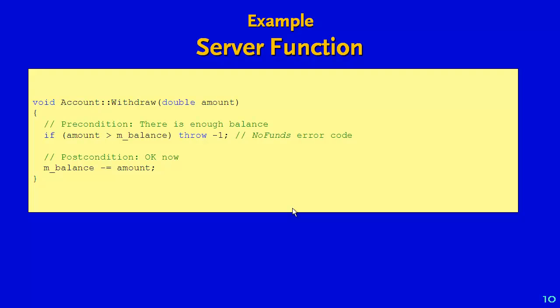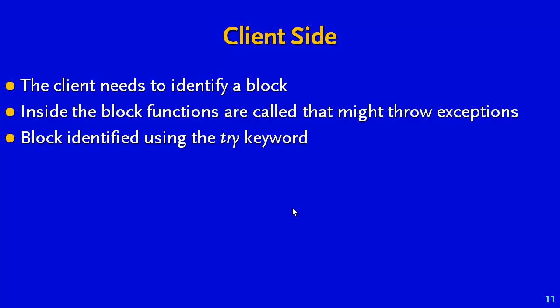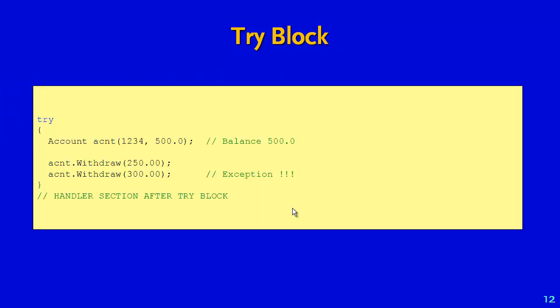You see the keyword throw. He throws a -1, which is an integer. So in a moment you will see that what you're catching is like catching fish. Your client block for catching will have to catch an integer. On the client side, as I've said, you identify a block, and we use the keyword try. So here is first of all my try block. You're trying something within your block. I create an account here. The try block starts here and ends here, with the account number and the amount of money in the beginning.